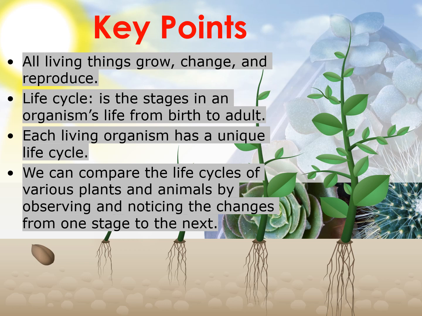Today's key points are: number 1, all living things grow, change, and reproduce. Number 2, life cycle is the stages in an organism's life from birth to adult. Number 3, each living organism has a unique life cycle. And the last one, we can compare the life cycles of various plants and animals by observing and noticing the changes from one stage to the next.